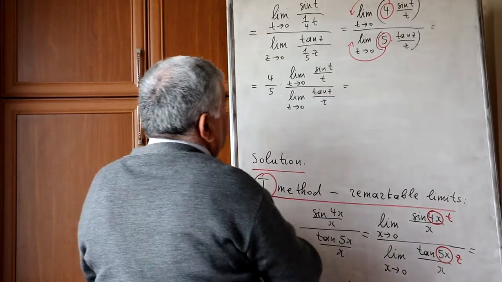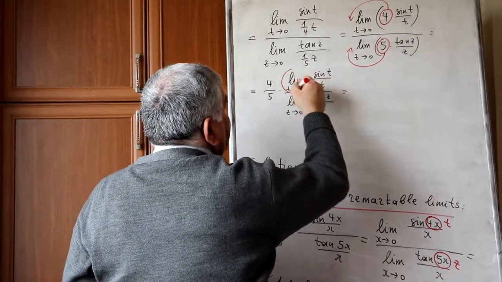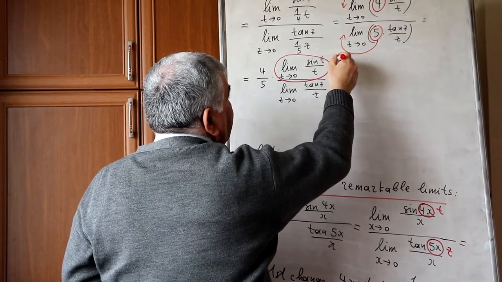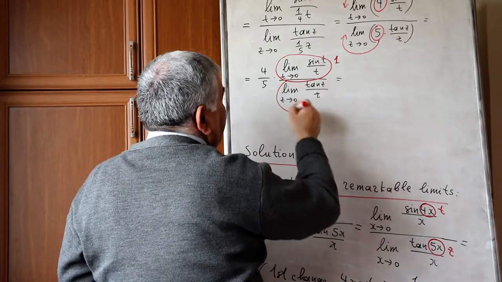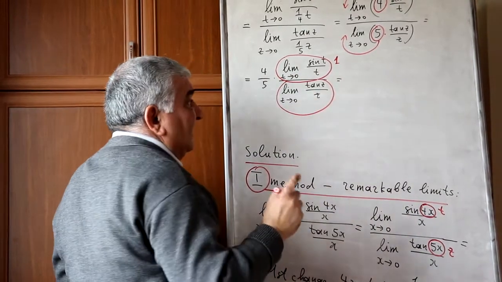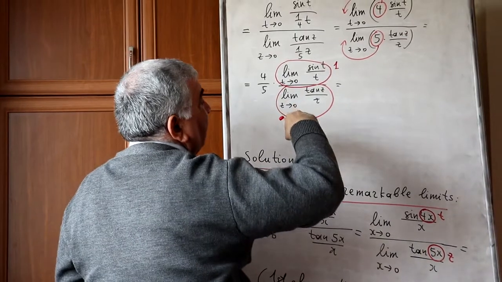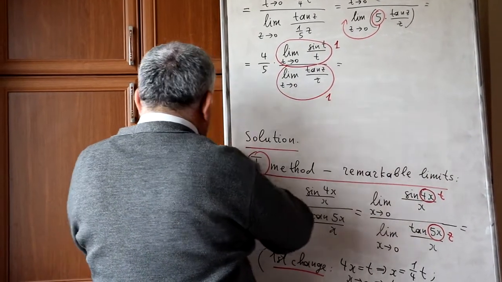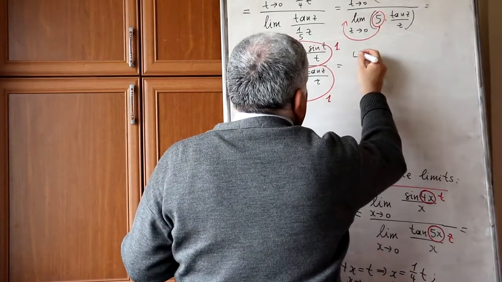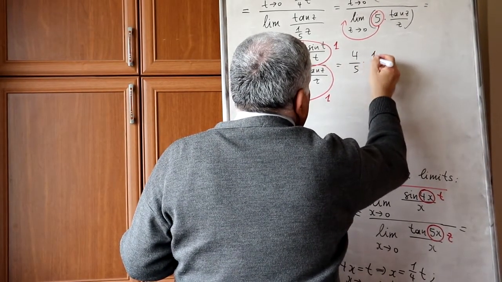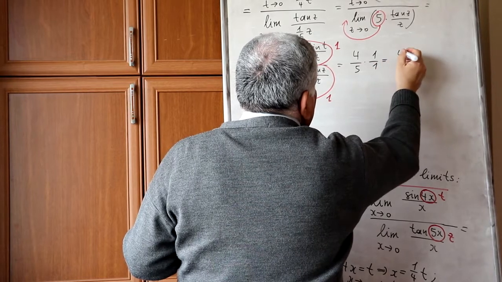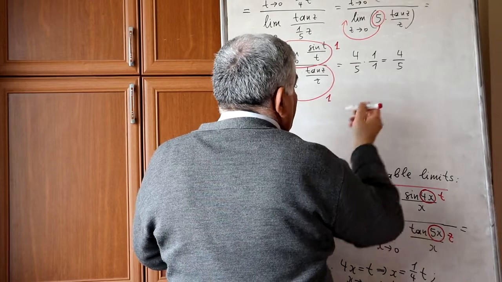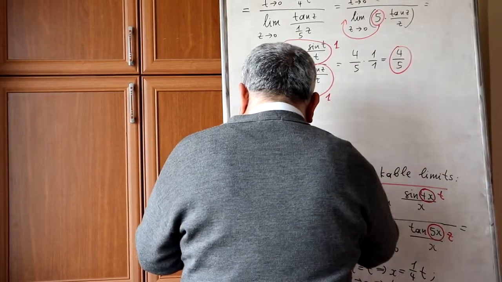The expression in the numerator is the first remarkable limit itself, and its result is unity. In the denominator we have the tangent version of the first remarkable limit, and its result is also unity. Then we have 4/5 multiplied by 1 over 1. Finally we have 4/5. 4/5 is our answer. Then continue.